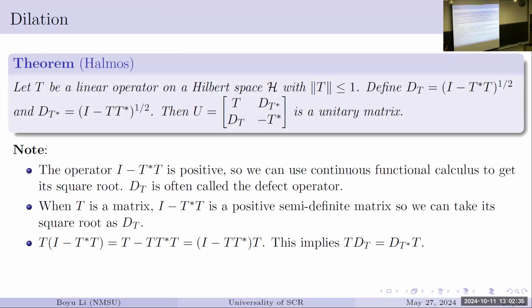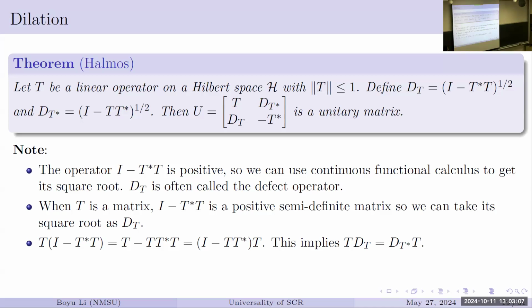It's from a long time ago, the very early days of operator theory. If you have a linear operator or just a matrix, let's say, with operator norm less than or equal to 1, then you can form these two matrices: you have D_T here and you have D_T*. They're not the adjoint of each other. They're just two positive operators. And you form a 2x2 block. That's going to be a unitary.